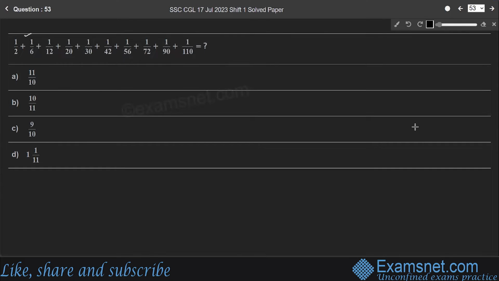Question 53. 1 by 2 plus 1 by 6 plus 1 by 12 and so on up to 1 by 110 is equal to. It's a very easy question, students. We write 1 by 2 as 1 by 1 into 2. The second term is 1 by 2 into 3, which gives 6. The third term, 1 by 12, can be written as 1 by 3 into 4. Plus 1 by 20 can be written as 1 by 4 into 5, plus 1 by 5 into 6.